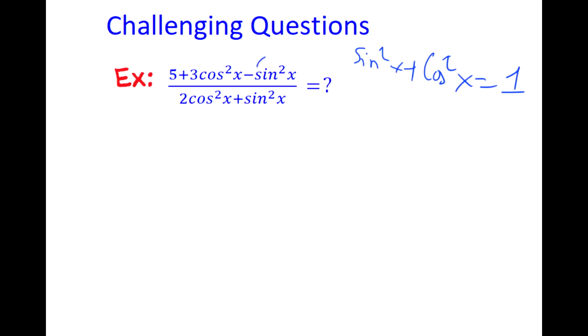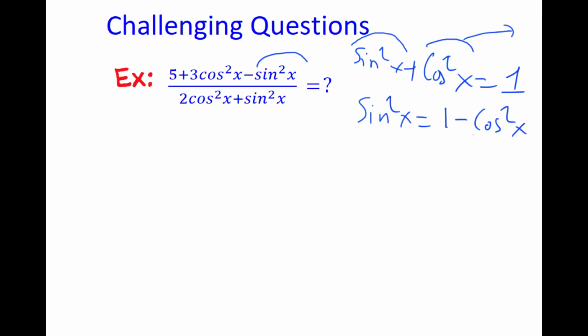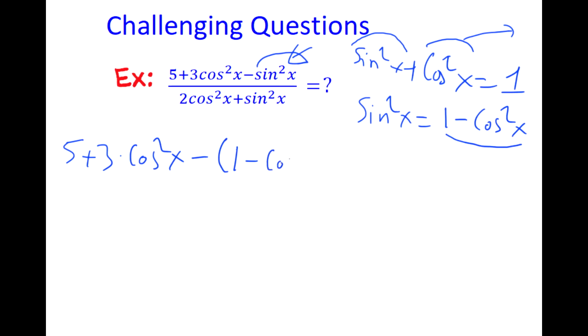Here we have sin²x, right? So if you take sin²x on the left and send cos²x to the right side, we're going to have sin²x as 1 − cos²x. So we will plug this into sin²x, and once we do it, we're going to have 5 plus 3 times cos²x minus, in the parentheses, 1 minus cos²x, divided by the denominator.